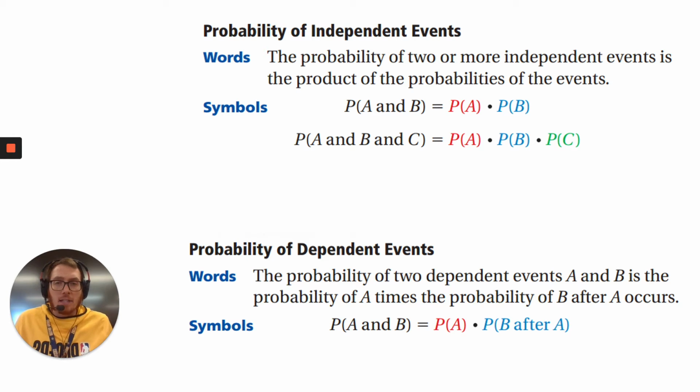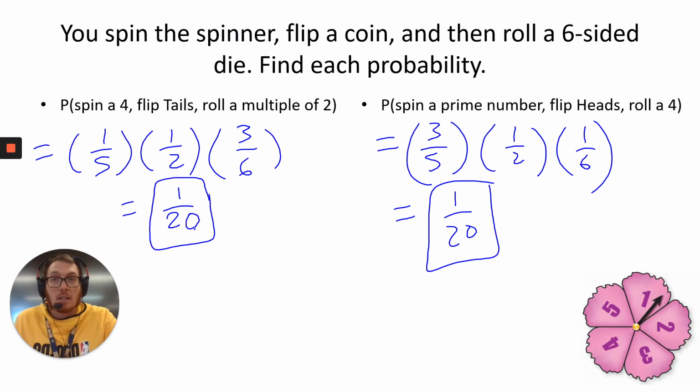For dependent events, it's the same idea, but it's the probability of the first event, and then times the probability of event B after event A has occurred. So if they're dependent events, you have to assume the first one has happened and then adjust your probability based upon that action. So here we go.